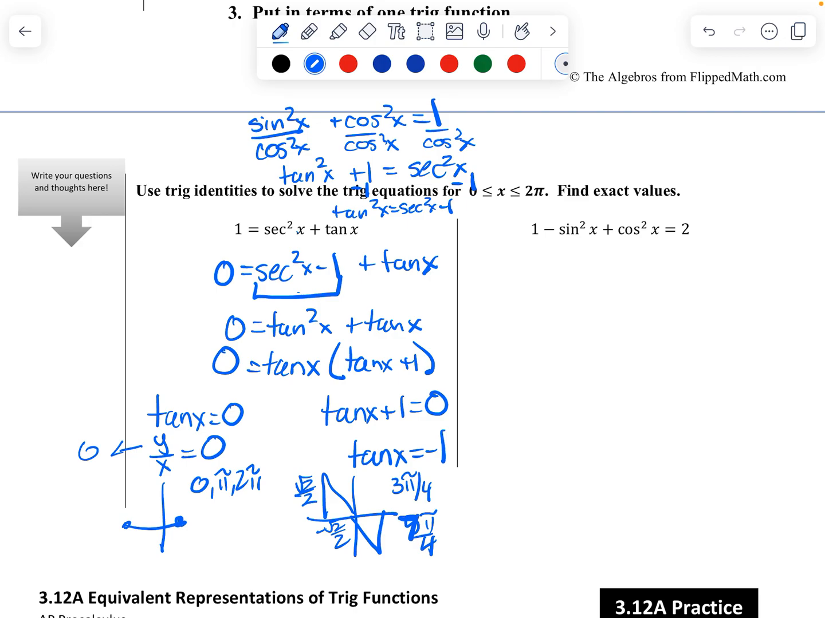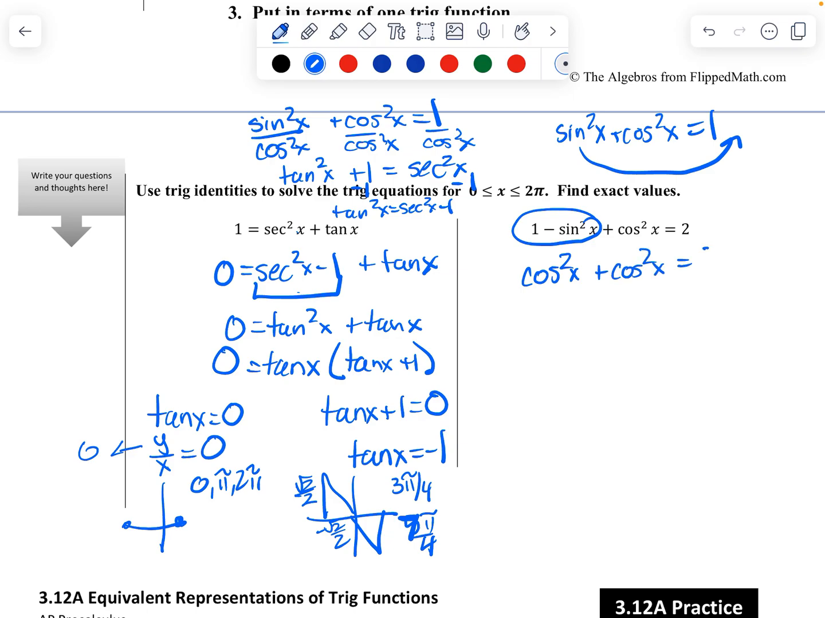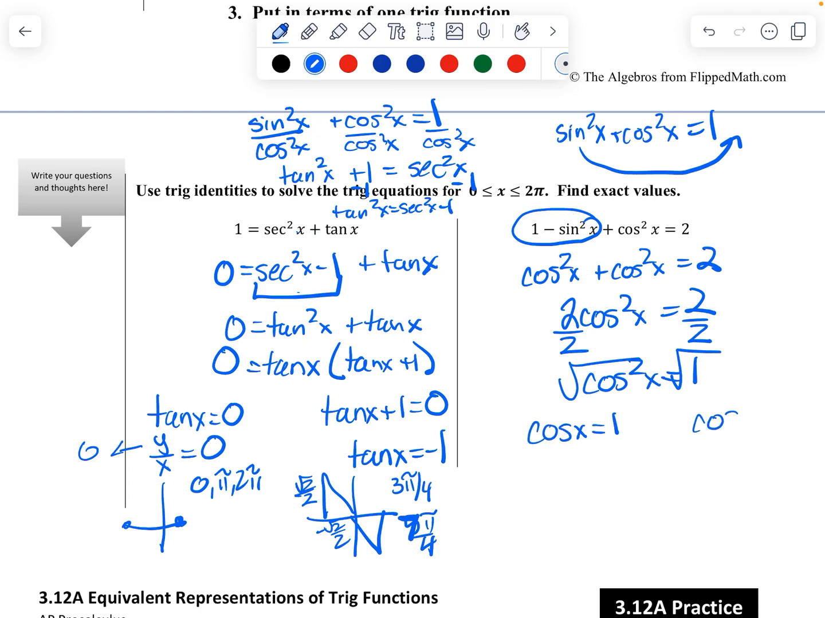And how about this last one? 1 minus the sine squared. Ooh, this one's going to be easier, I get the feeling, because we know sine squared of x plus cosine squared of x equals 1. So 1 minus sine squared, that whole thing is cosine squared of x, plus cosine squared of x equals 2. So this is 2 cosine squared of x equals 2. Divide by 2, so cosine squared of x equals 1. Square root, so either the cosine of x equals 1 or the cosine of x equals negative 1. So where does that happen? It's at 0, pi, and 2 pi.